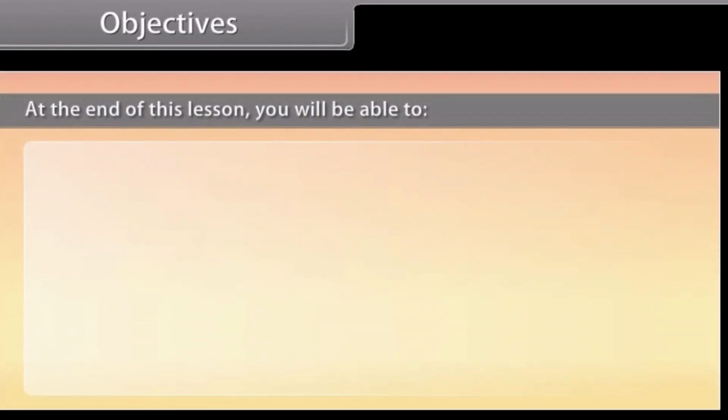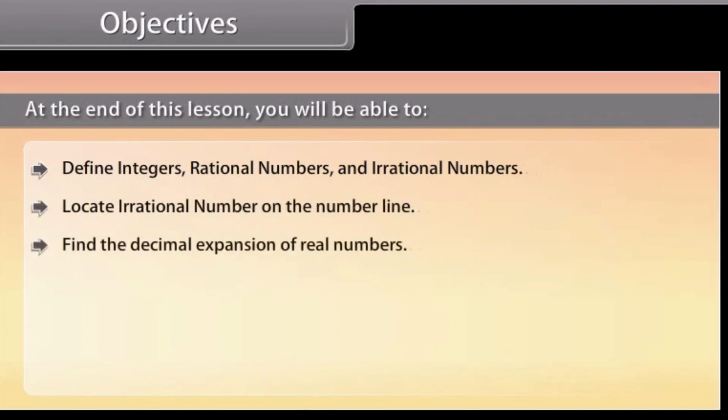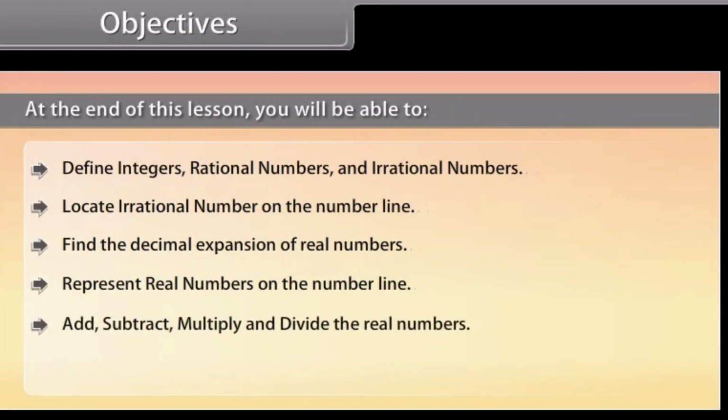Objectives. At the end of this lesson, you will be able to define integers, rational numbers, and irrational numbers. Locate irrational numbers on the number line. Find the decimal expansion of real numbers. Represent real numbers on the number line. Add, subtract, multiply, and divide real numbers, and state laws of exponents for real numbers.